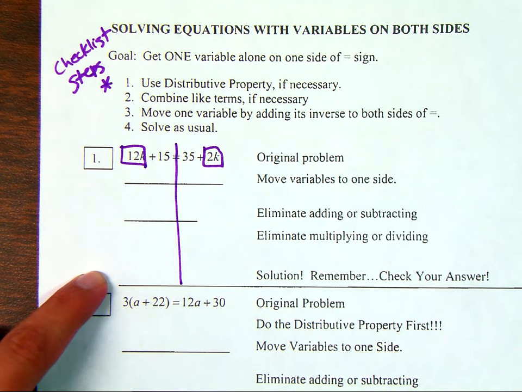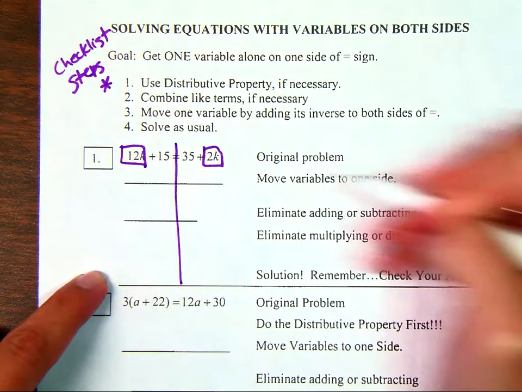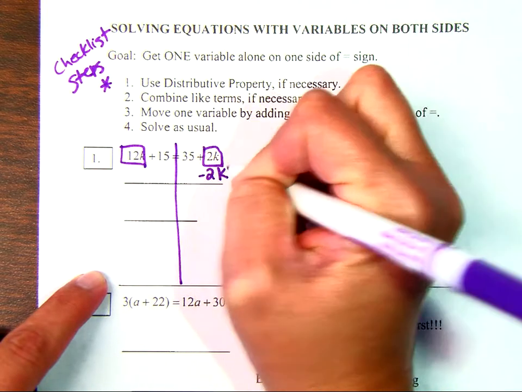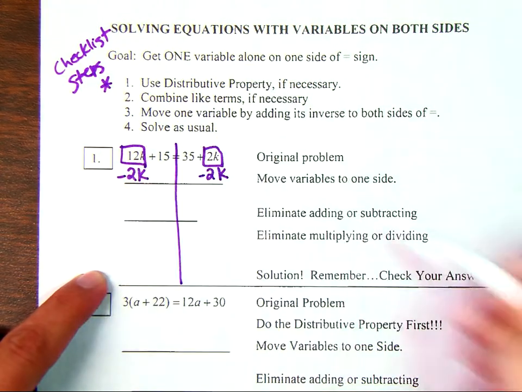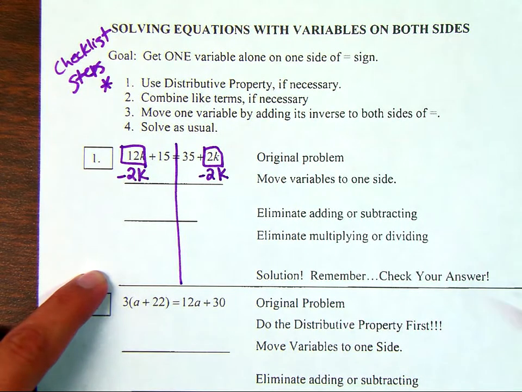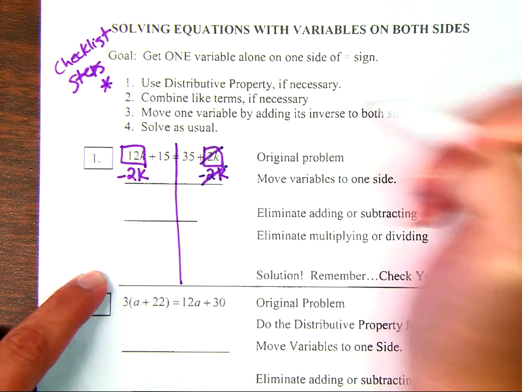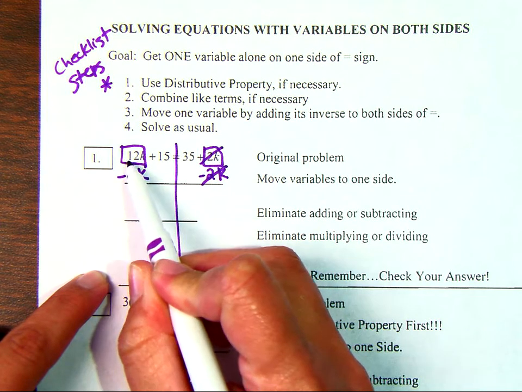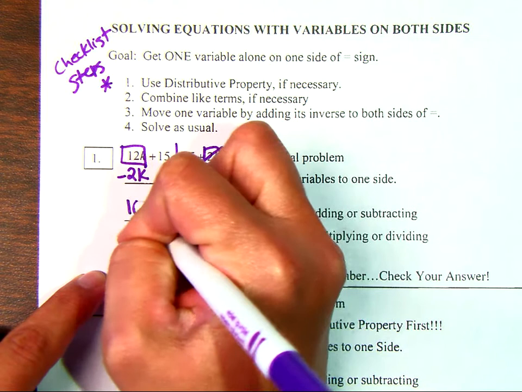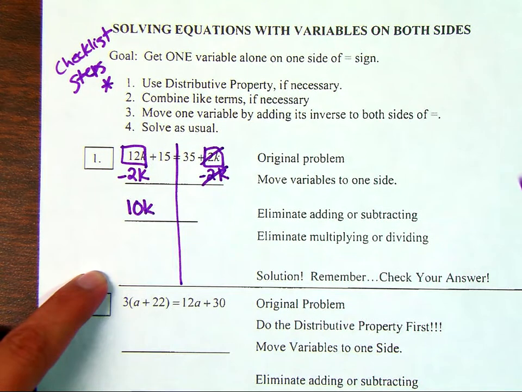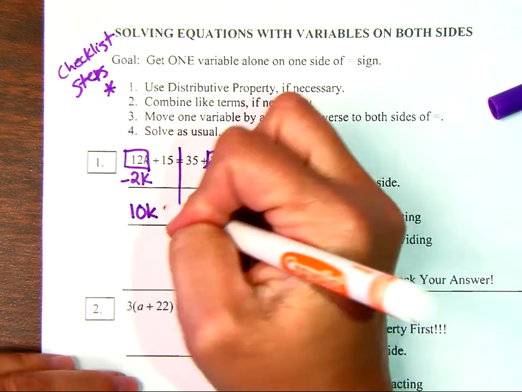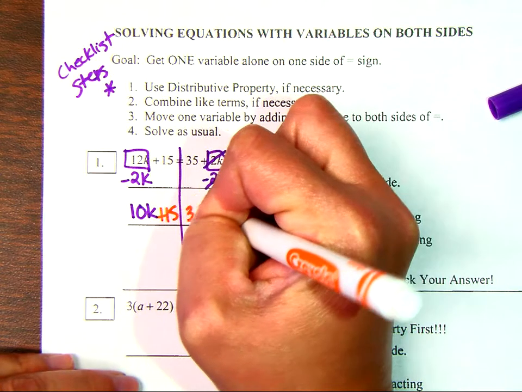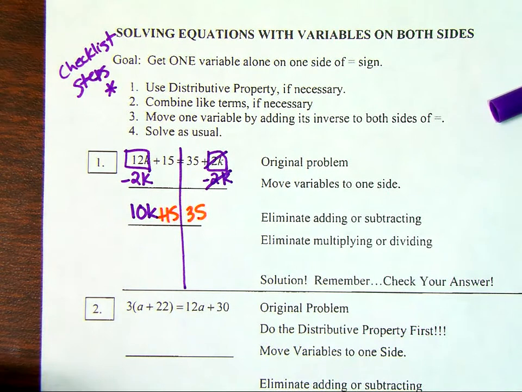So what I'm going to do is get rid of this positive 2k by adding 2 negative 2k's on each side. So these cancel out. So 12k combined with negative 2k, or 12 minus 2, is 10k. Then I'm going to bring down the plus 15, and now what's left over here is just the 35.